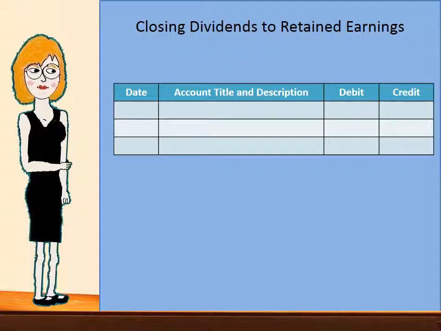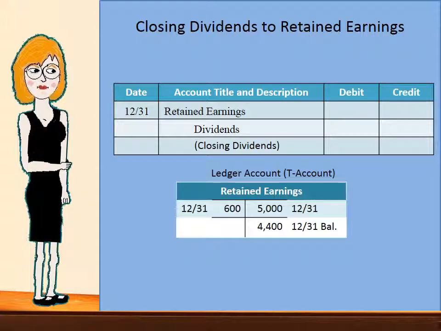Now, closing dividends to the retained earnings is our final journal entry for closing entries. You would put the date, 12/31. The account title is a debit to retained earnings, thereby reducing retained earnings by the amount of the dividends. You would credit the full amount in the dividends account. Closing dividends to the retained earnings would look like this. So you're going to debit retained earnings and credit dividends, therefore zeroing out the dividends account.